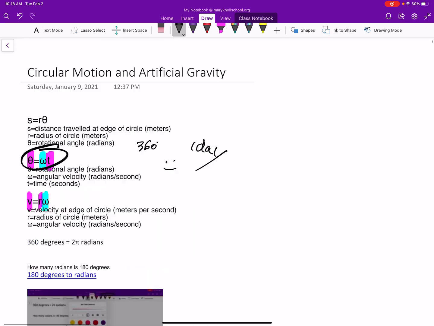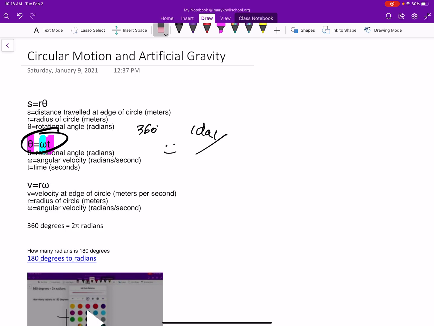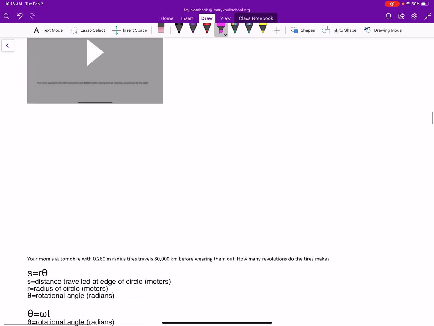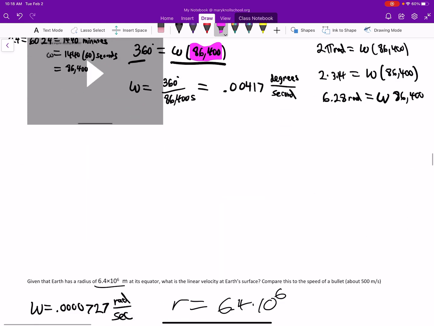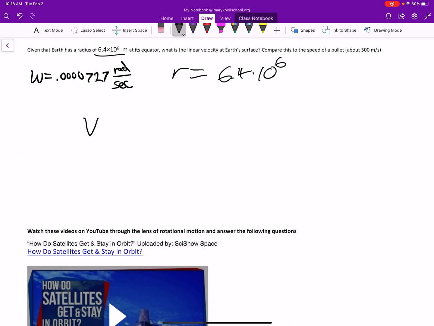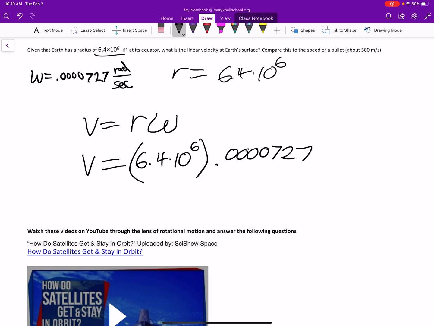So let's check it out. And it looks like there's only one equation to be used, which is this one, V equals R omega. So the velocity is going to be 6.4 times 10 to the 6th multiplied by omega, which we already know is 0.0000727. And let's just go ahead and put this one into scientific notation first in the next step.